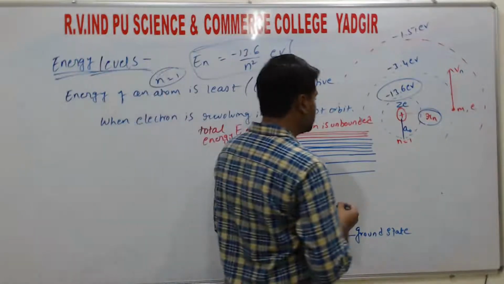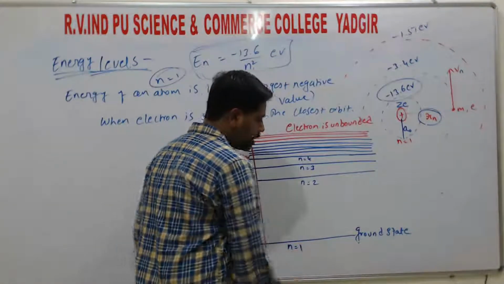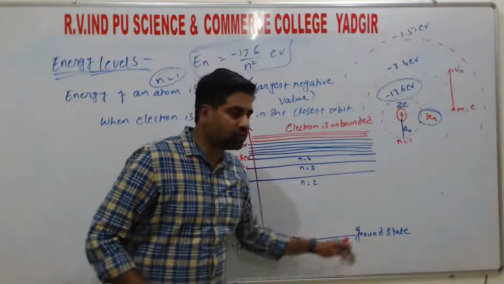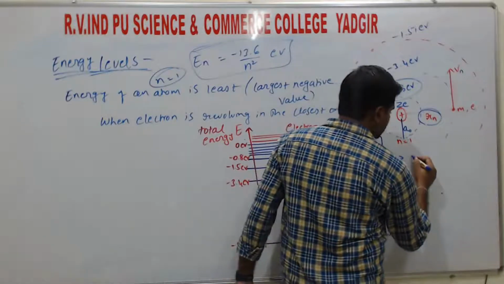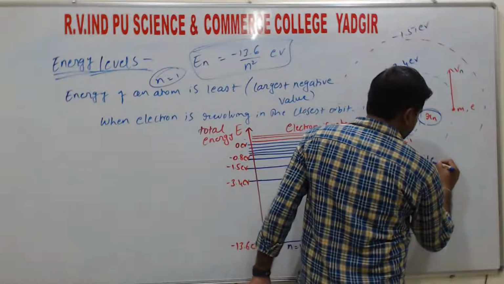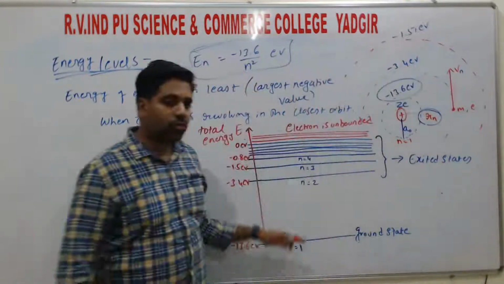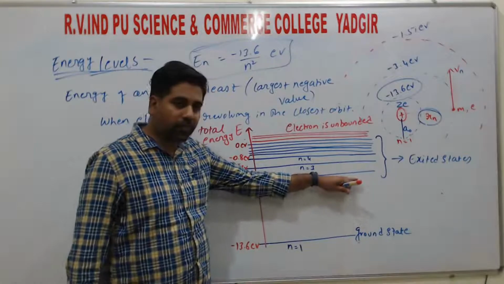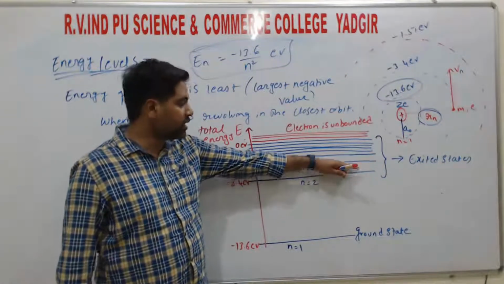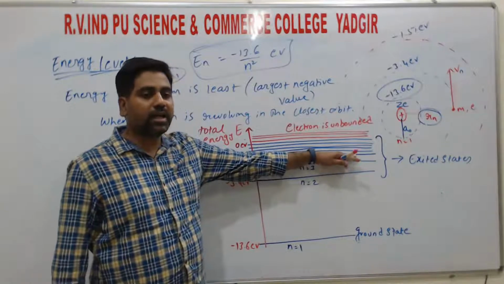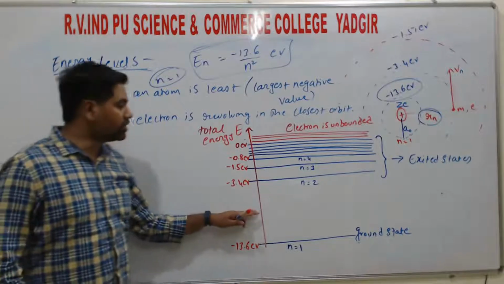So n equals 1 is because the atom is in the ground state. All the other remaining states are called excited states, right? For n equals 2, this is the first excited state. For n equals 3, that is the second excited state. For n equals 4, that is the third excited state, right? So these are the energy levels.